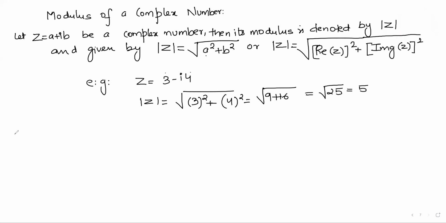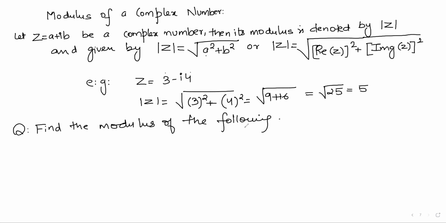So please note this down and try this question. Find the modulus of the following. First part, z is equal to 12 plus 5 iota. Second part, z is equal to 3 plus iota 4. Okay, please try these two questions and share your answer.